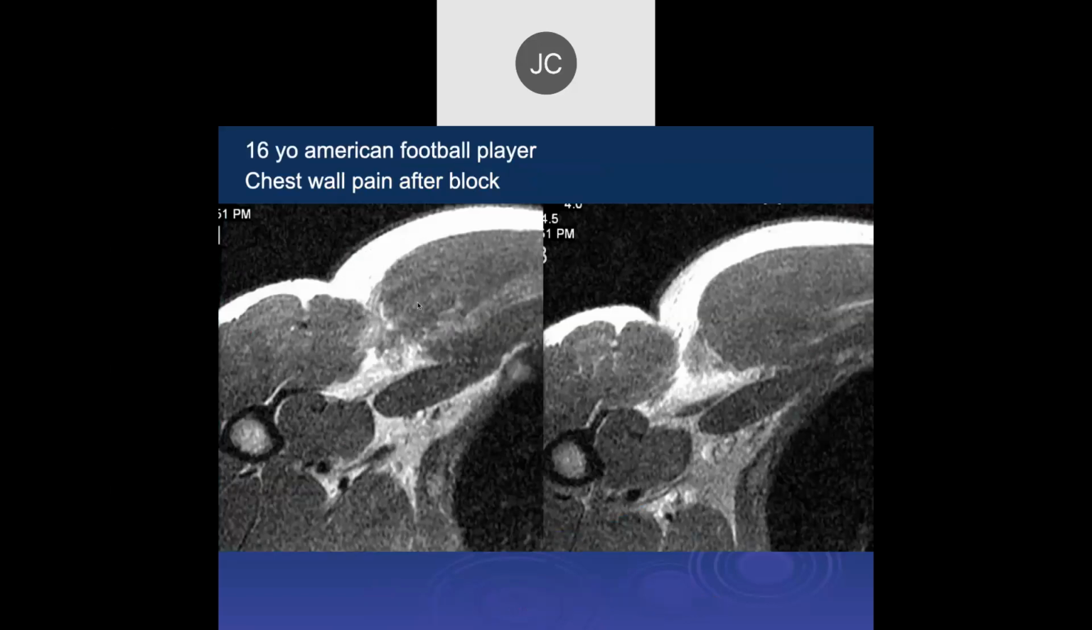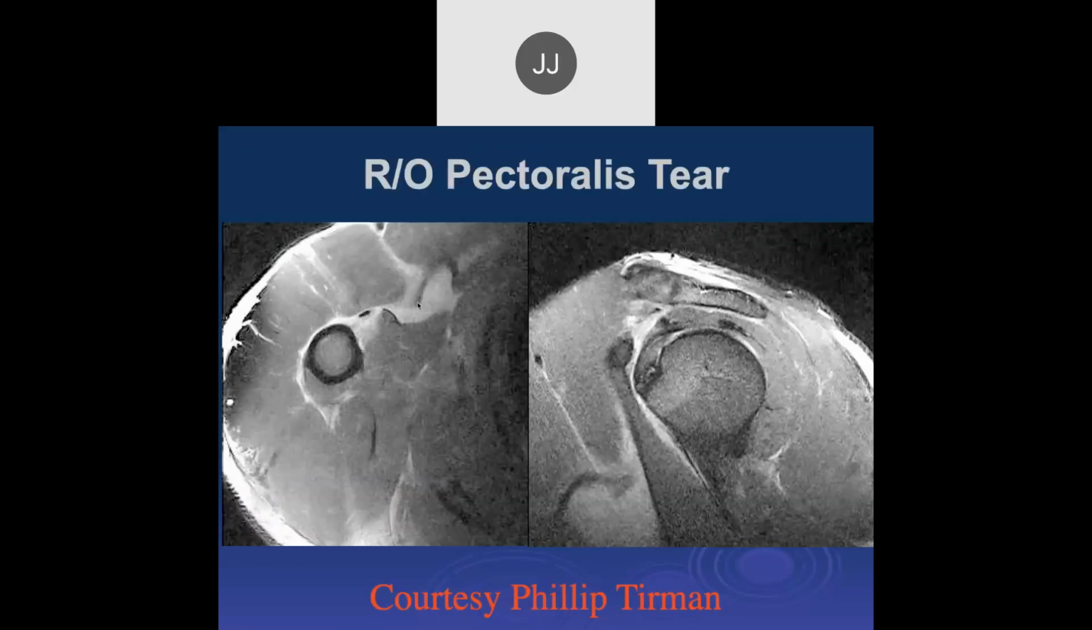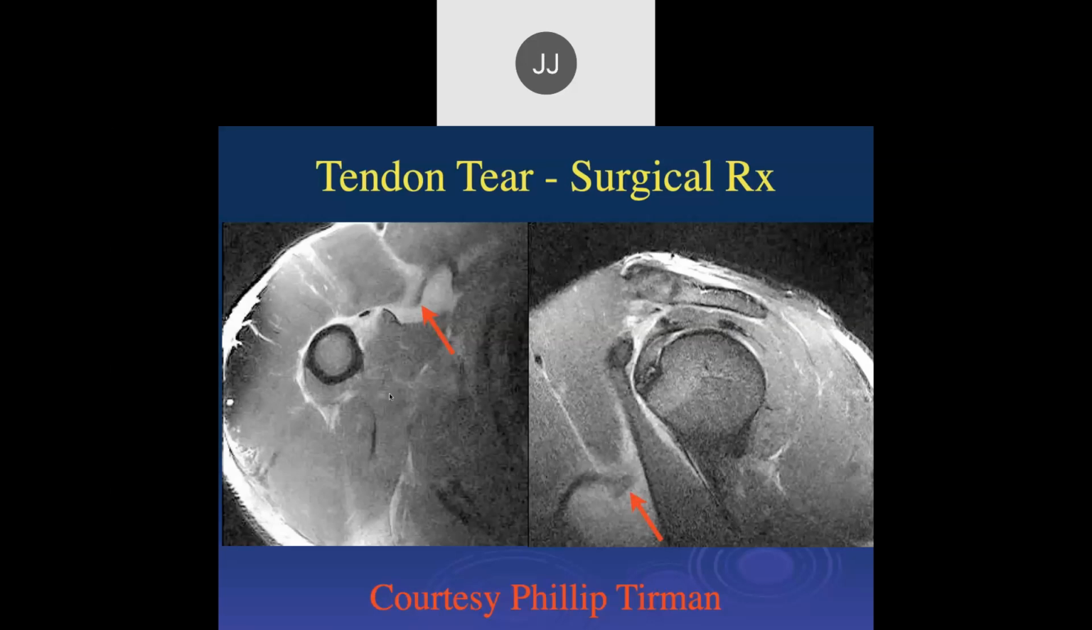All right, 16-year-old American football player, chest pain. John, did you have a question? Yeah, that's the long head of the biceps, the dark structure. This is the biceps. Okay. I don't know whether you could pull that to the humerus or not. Probably. Geez, I don't think I'd operate on that.